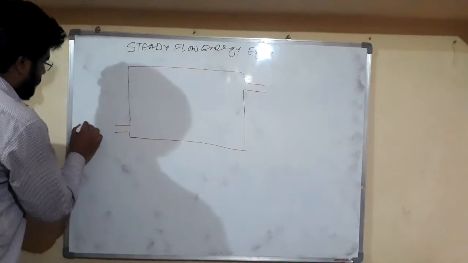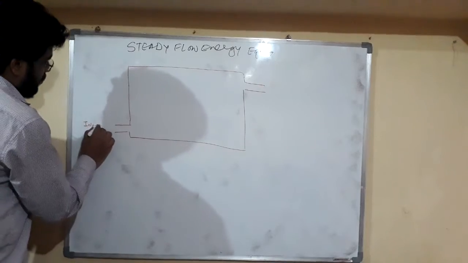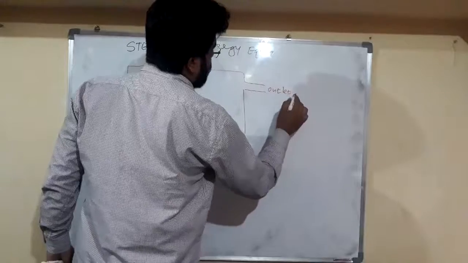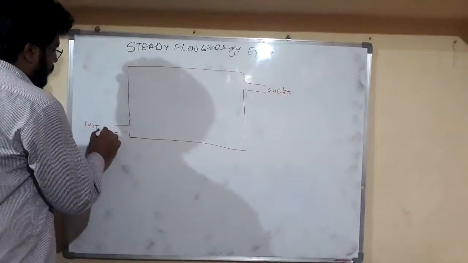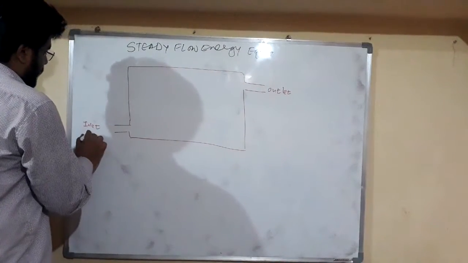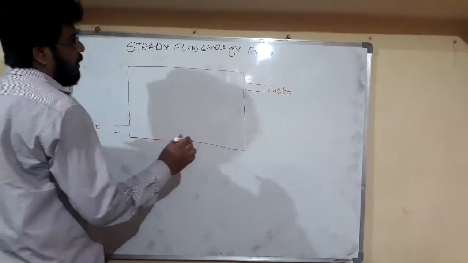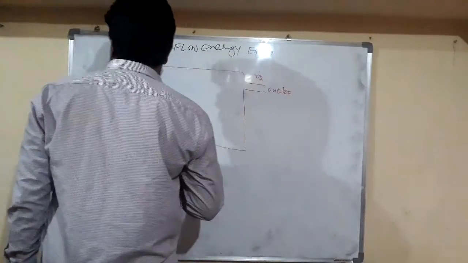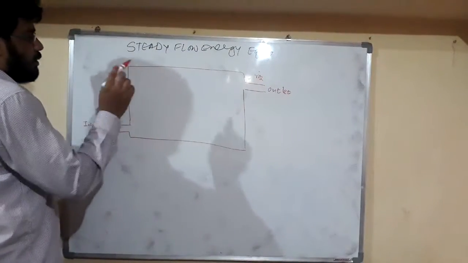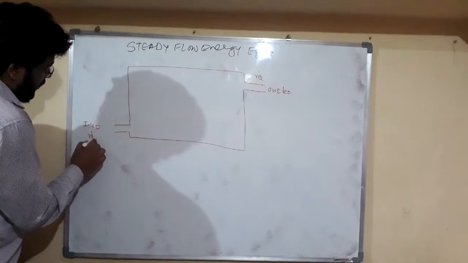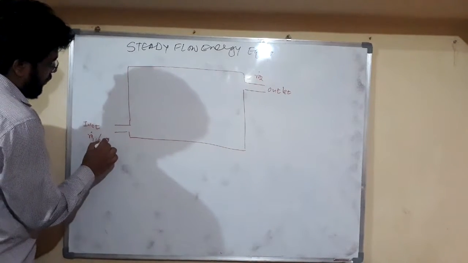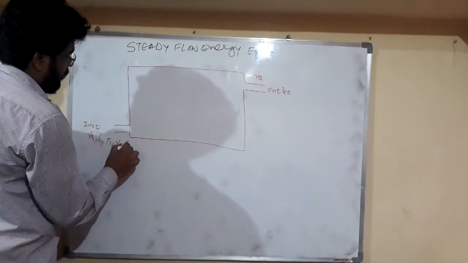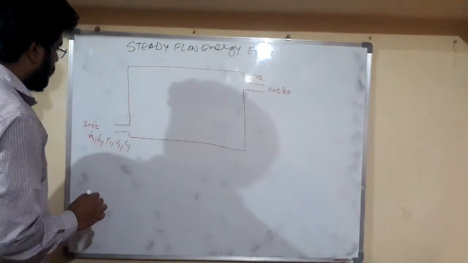This is inlet. This is outlet, friends. Here some mass flows, with flow rate M1 at the inlet and flow rate M2 at the outlet, flowing from here to there. Friends, it has enthalpy H1, temperature T1, volume V1, velocity C1.